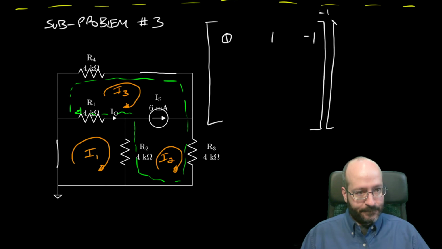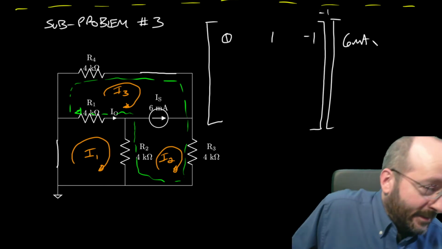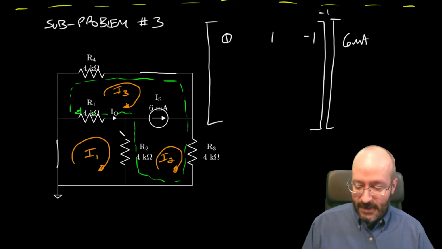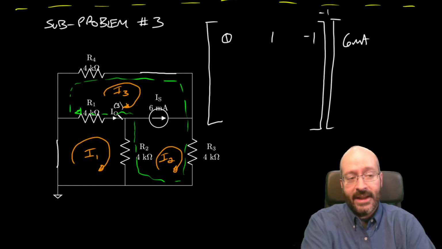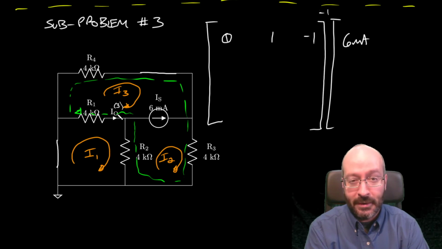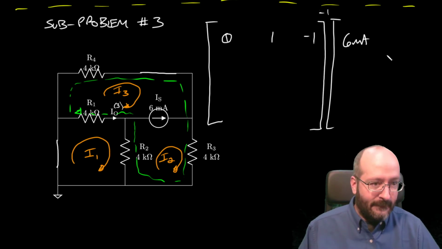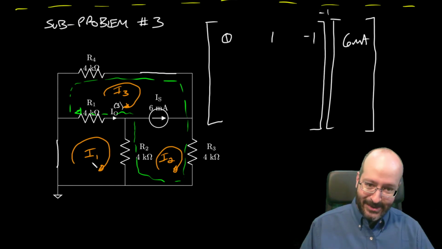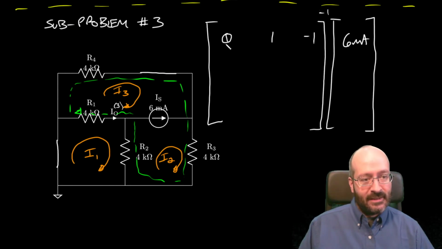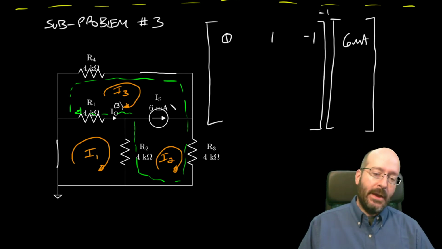Invert that. And we've got 6 milliamps on that side. And we are finding the third part of I out. This one's going to be 3 mils. You believe me? I believe me. Okay. So that's the KCL for the super mesh, super loop.